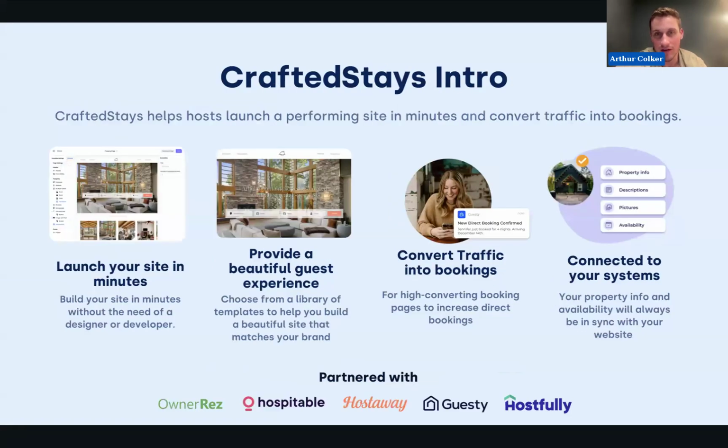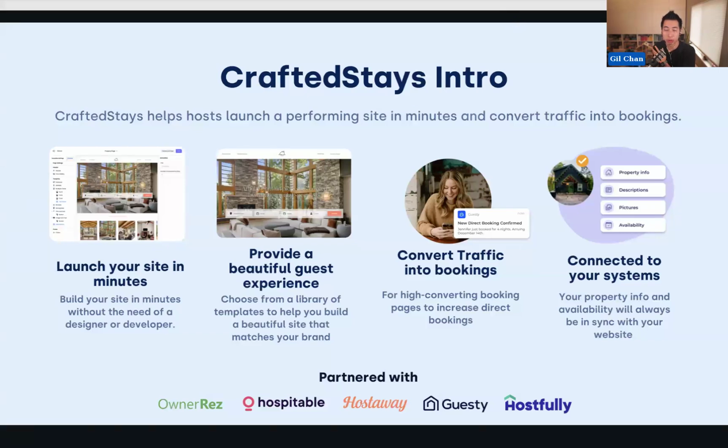Now I'll hand it over and we can get an intro on CraftedStays. Yeah. So, Arthur, thanks for having me here. I'm Gil. I'm the founder of CraftedStays. CraftedStays is a direct booking site creator. I think it's kind of first of the industry for right now.